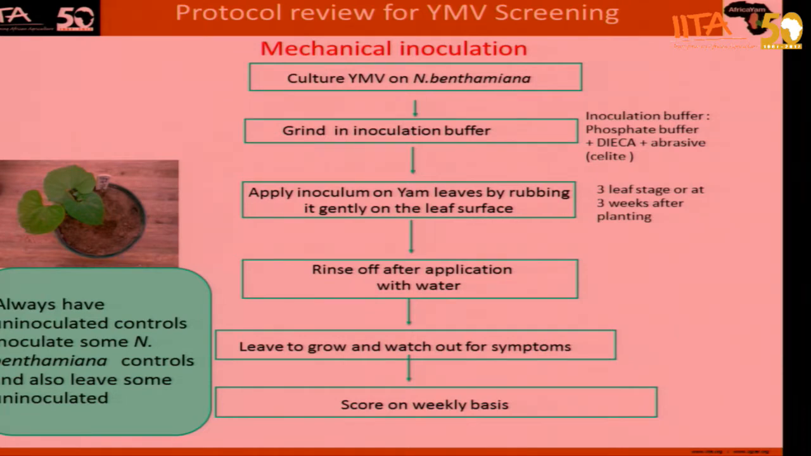We apply the inoculum on the yam leaves by rubbing it gently on the leaf surface with our hands, wearing gloves. This protocol had been given to all our partners, so they have hard copies and soft copies of the protocol. We do this inoculation at the 3-leaf stage or 3 weeks after planting, when the plants are ready to be inoculated. And then we rinse off the excess inoculum after the mechanical application. Then we leave the plants to grow and watch out for symptoms. This we score on a weekly basis. And it's also very good to always have uninoculated controls, both for your test samples and the host plants, the Nicotiana benthamiana, so that you can make good inferences later.